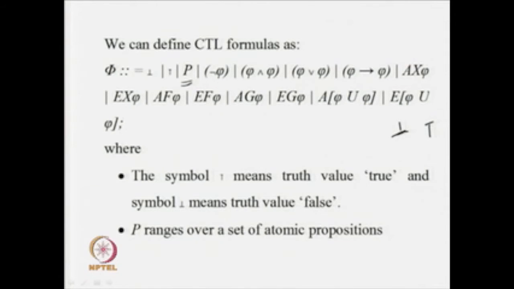What is P? P are the propositions that we are going to use in our system. We are having some propositions, and those propositions can take truth values, either true or false. All these propositions will be treated as CTL formulas. Now, we can use the propositional connectives to form CTL formulas.